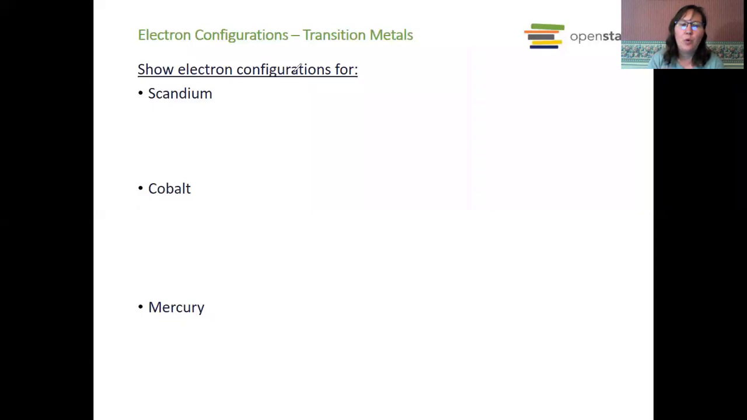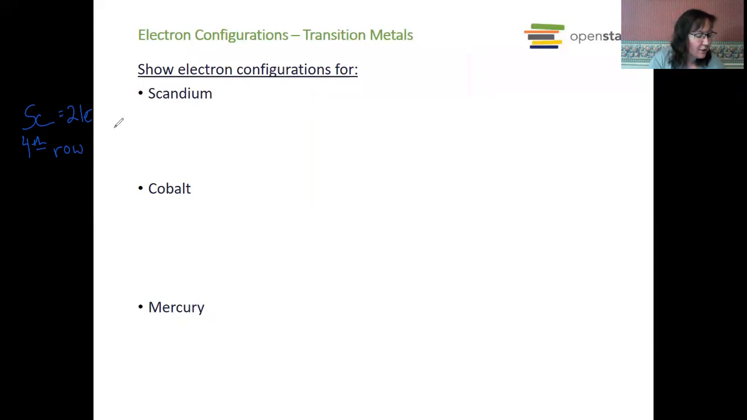It's what I want to be focusing on here. So scandium, we need to find it. Scandium is Sc, and it is 21 electrons, and it's in the 4th row, but it's D block. These are all going to be D block.